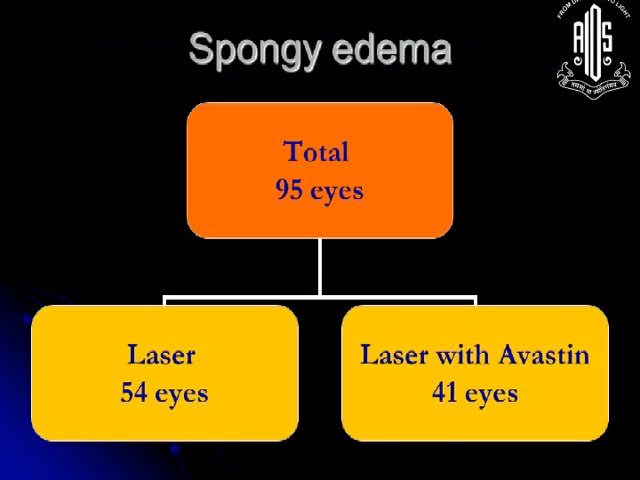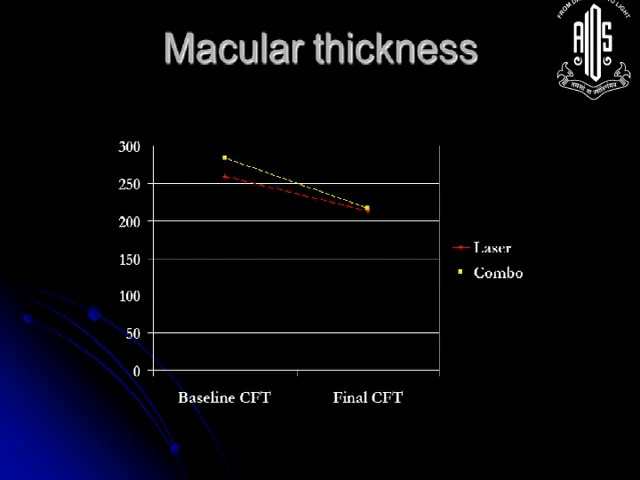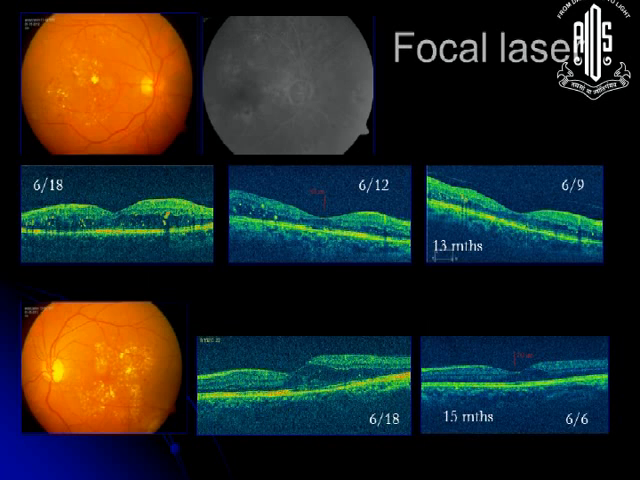Out of the 95 eyes with spongy edema, 54 eyes were treated with laser and 41 eyes had undergone laser with Avastin. The final visual acuity, though seemed to be different, was not statistically significant. In terms of macular thickness, again, there is no significant difference between the 2 groups. These are examples of patients who received the focal laser. The average number of focal lasers over 1 year was 2 sessions, and these patients had a fairly normal fovea at the end of 1 year.